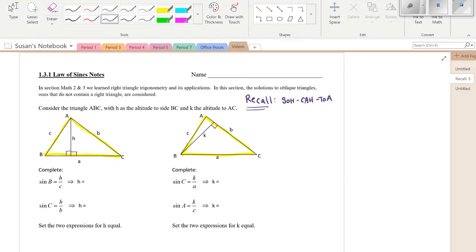Today we're going to talk about the law of sines. So last year and in Math 2 we learned right triangle trigonometry and its applications. In this section, the solutions to oblique triangles, ones that do not contain a right triangle, are considered.